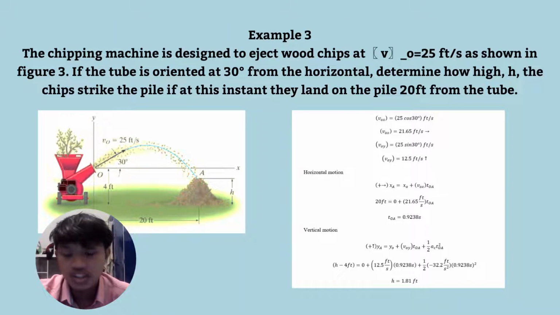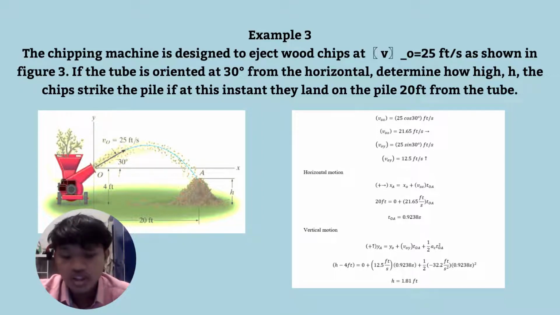Now I will continue with example 3. The chipping machine is designed to eject wood chips at an initial velocity of 25 feet per second, as shown in figure 3. If the tube is oriented at 30 degrees from the horizontal, determine how high the chips strike the pile if at this instant they land on the pile 30 feet from the tube.